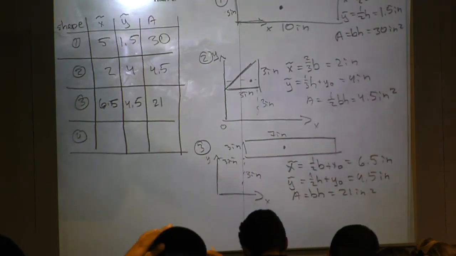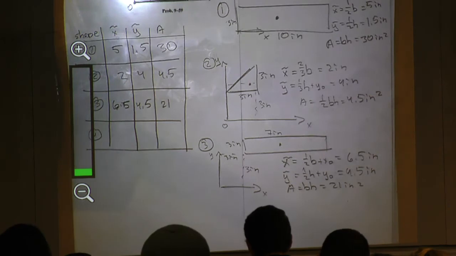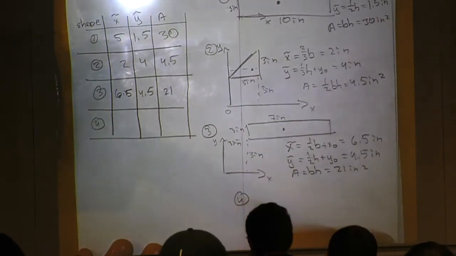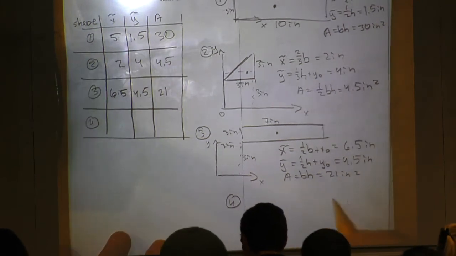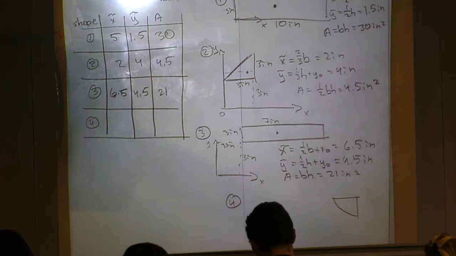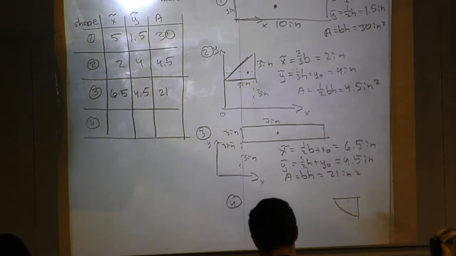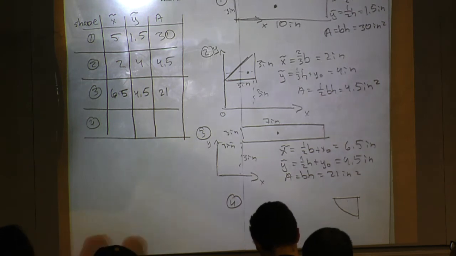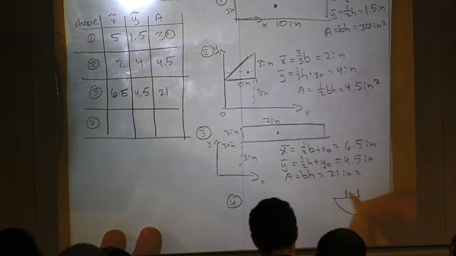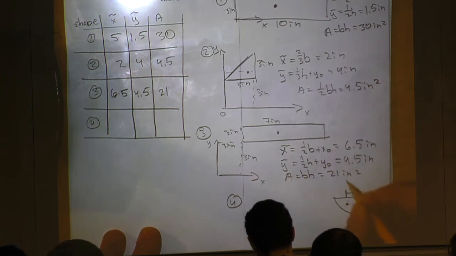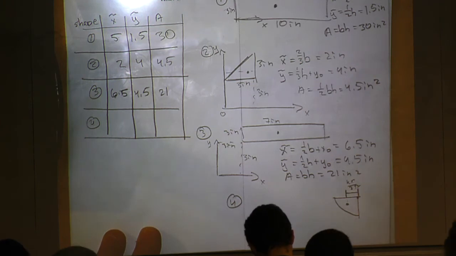Zoom out a little bit. Cool, so now we have our final shape, shape 4, which is a quarter of a circle. Like I said earlier, if they give you something like a quarter of a circle, I'm not sure your professor will require you to memorize that. Unless they specifically say so, I would expect some sort of formula sheet, which gives us the distance from this point to the centroid as 4r over 3 pi, where r is the radius.